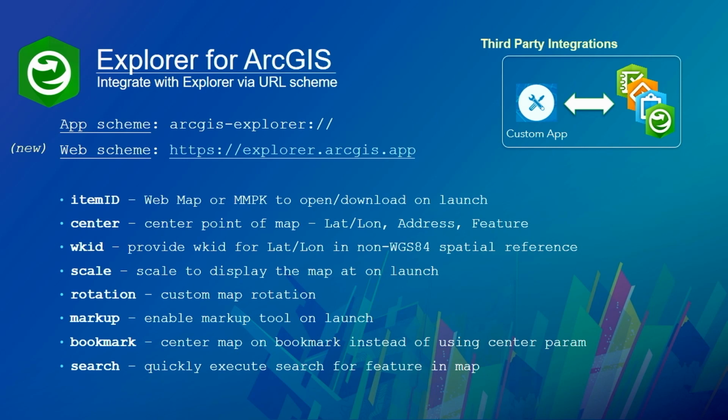You can define that. I don't need to necessarily go through all of these, but you will see that there are some parameters that you can use. These are well documented. We have examples out on our help site. So if this is something that interests you, being able to use your application and use Explorer as the mobile map viewer for your users when they're out in the field, that is something we enable through this URL scheme. So definitely take note of that. Let us know if you have any questions on it.